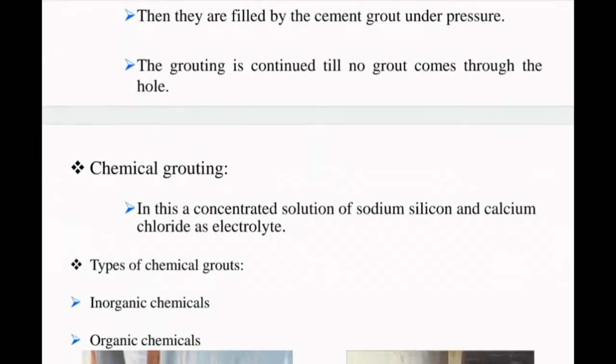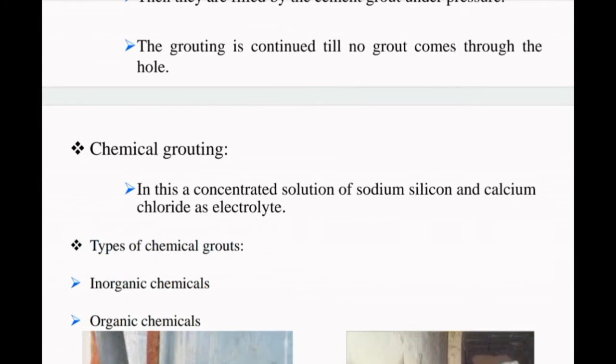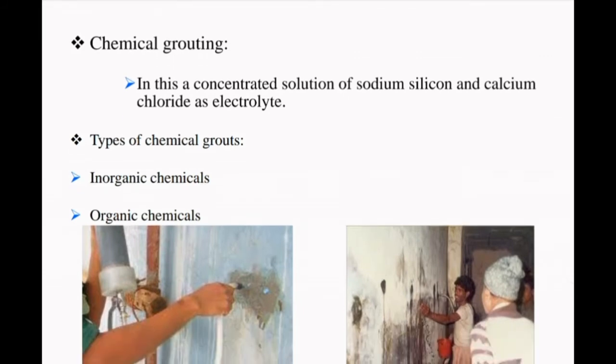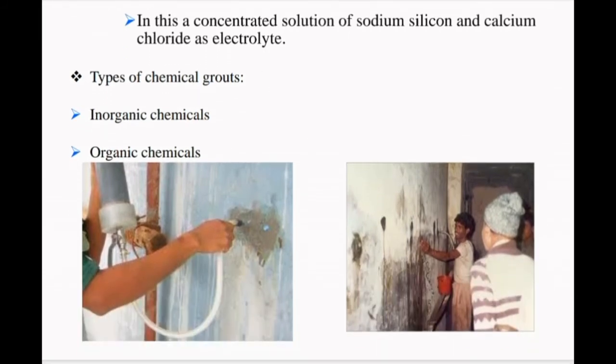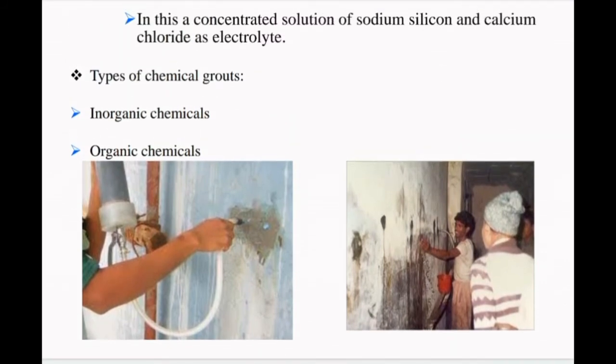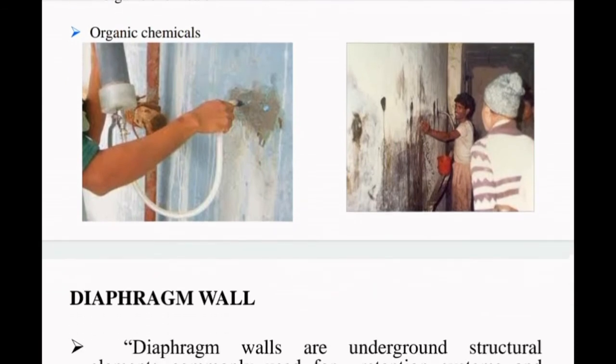And the next one is chemical grouting. From the name itself we can know that some chemicals are used for the grouting, such as sodium silicate and calcium chloride. And there are some types of chemical grouting, that is inorganic chemicals and organic chemicals. This is a grouting method which is used by both chemical as well as cement grouting.